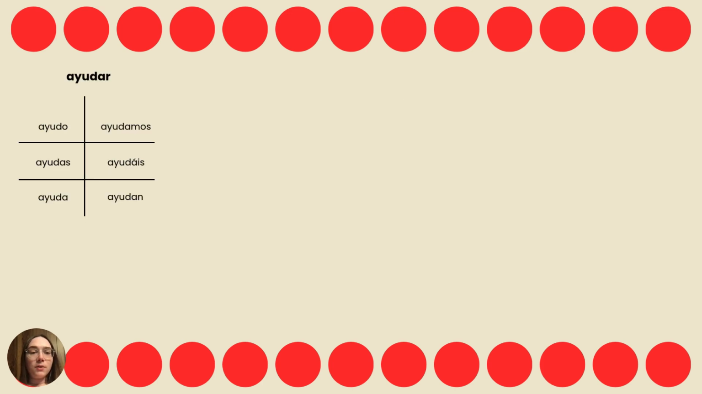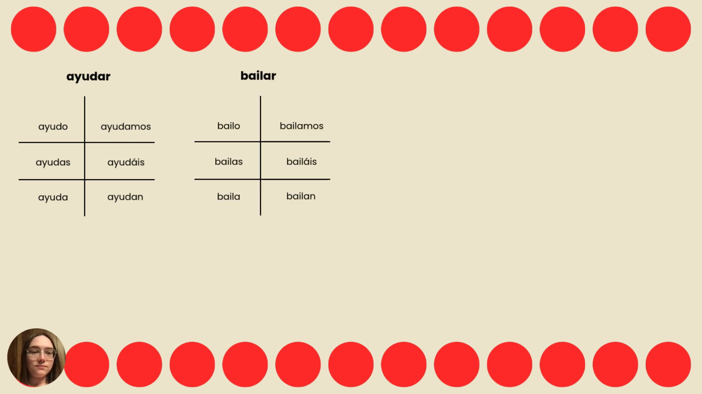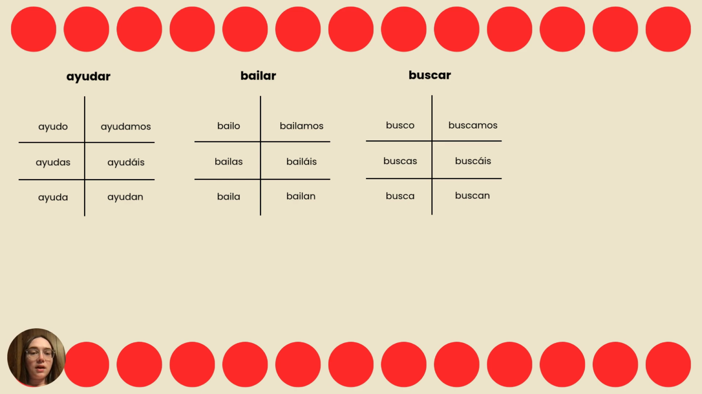So, for example, ayudar. Who remembers what it means? It means to help. Ayudo, ayudas, ayuda, ayudamos, ayudáis, ayudan. Bailar means to dance. Bailo, bailas, baila, bailamos, bailáis, bailan. Buscar means to look for. Busco, buscas, busca, buscamos, buscáis, buscan.